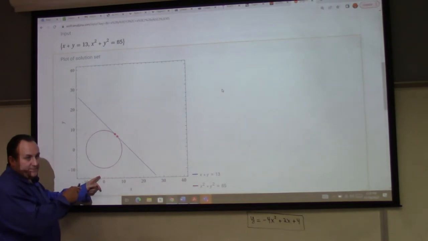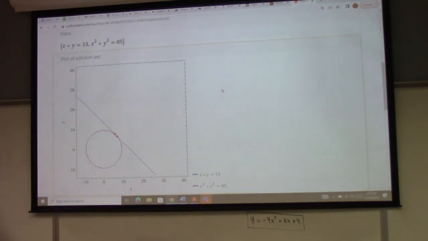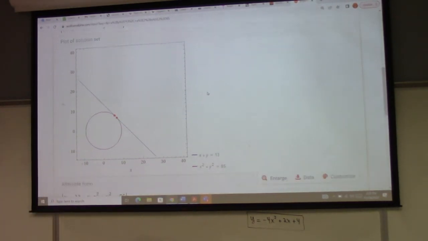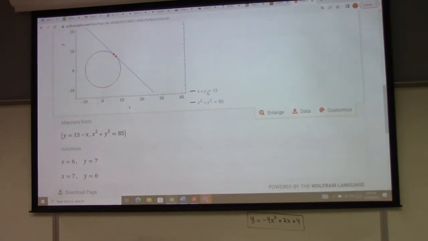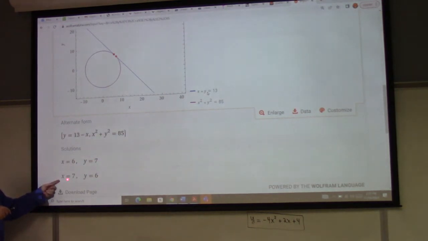What would happen here? And you can scroll down, right? I can scroll down a bit. It'll actually show us the answers as well. So the solutions are, like we found, x equals 6, y equals 7. If instead of x equal to 6, you put x equal to 7, you get y equals 6. That's the other solution that the problem doesn't ask for, but there it is, right?